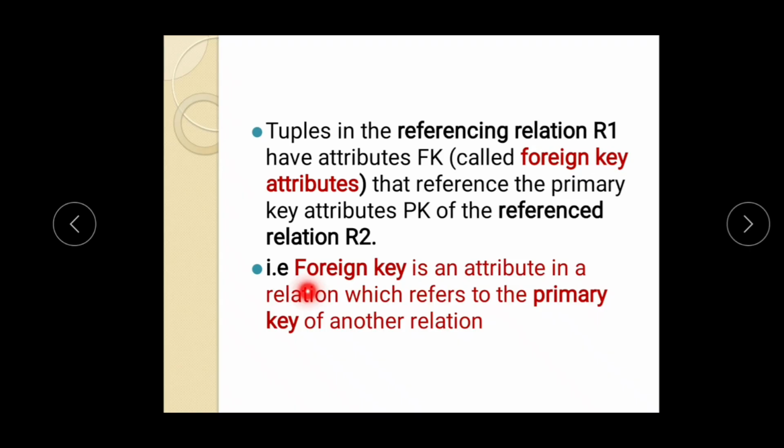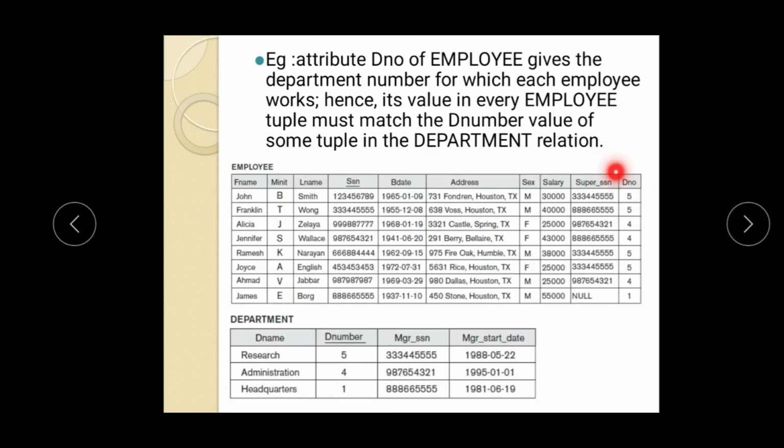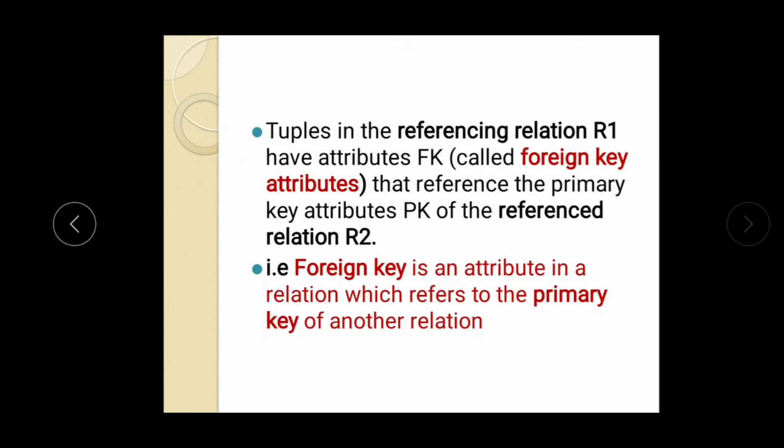Clear? So we are defining the foreign key. A foreign key is an attribute in a relation which refers to the primary key of another relation. So a foreign key is an attribute in a relation that refers to the primary key of another relation. Clear? So this is called the primary key, and this is called the foreign key.